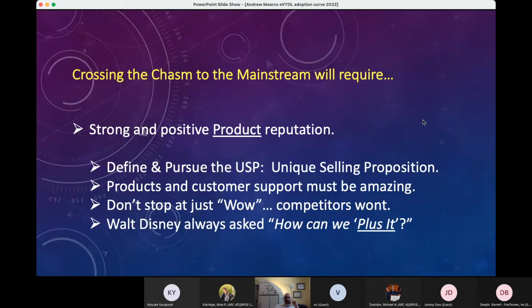We want to define and aggressively pursue the unique selling proposition of that product. What is it that makes it great? Why is this different? Why is this amazing?